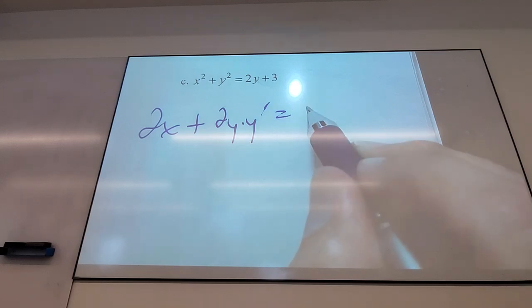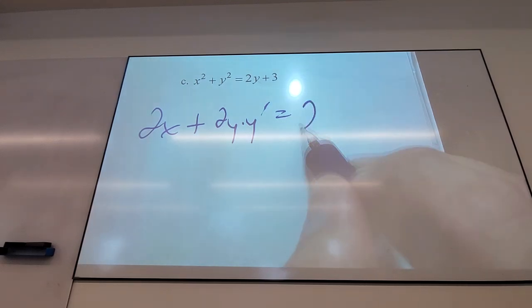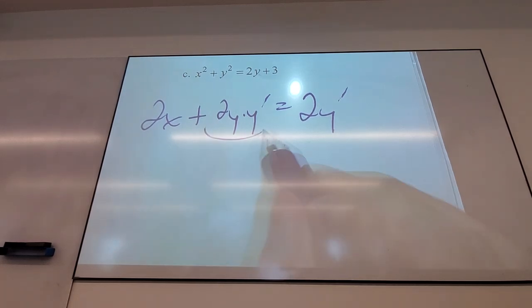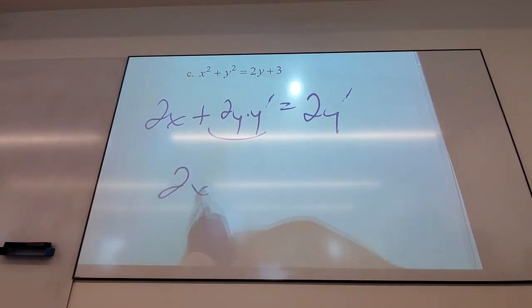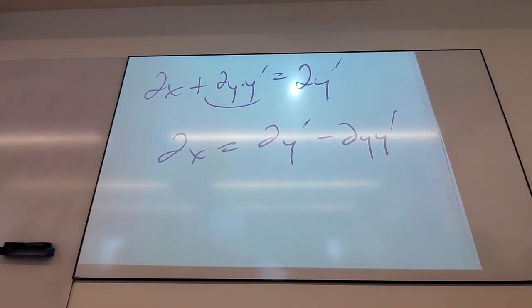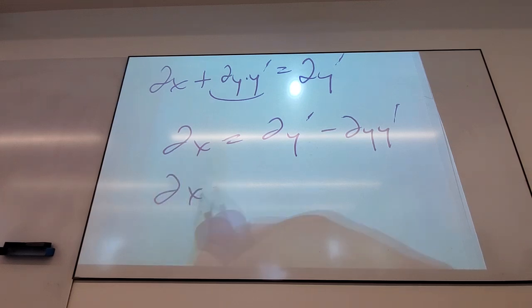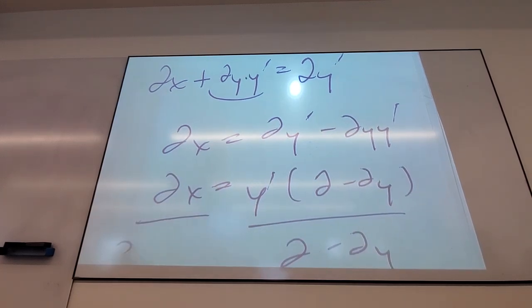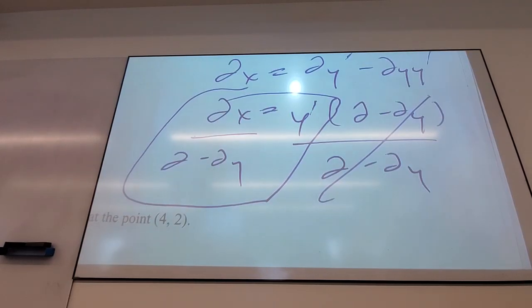And what's the derivative of 2y? 2y prime. And what's the derivative of 3? 0. Okay, I like it. There's one thing that's in the wrong place to keep going. What's in the wrong place? 2y, y prime. This little dude's in the wrong place. So I subtract that over, and then I can take out y prime. And I can divide by 2 minus 2y. So that's it right there. 2x over 2y.